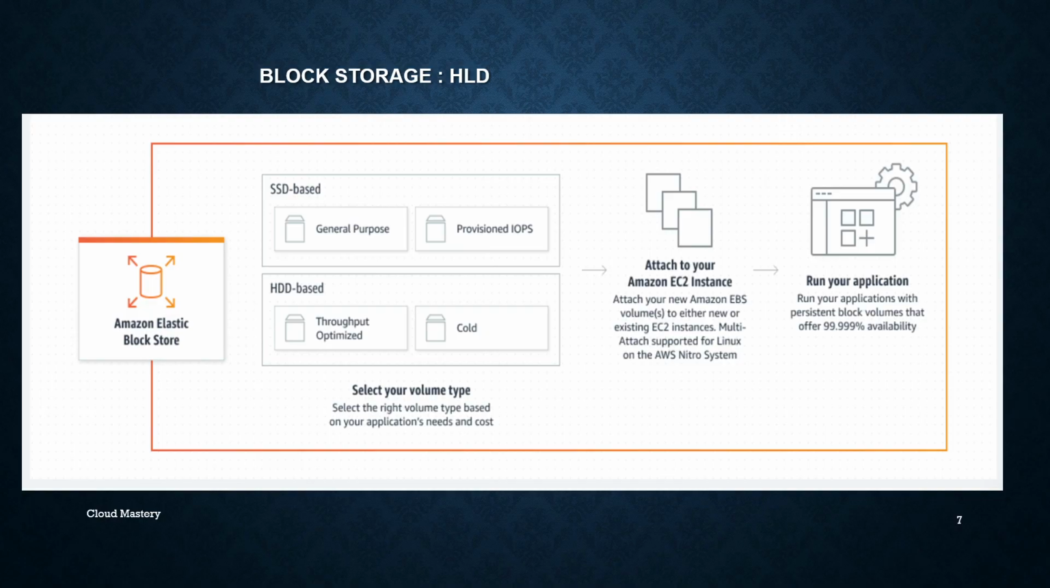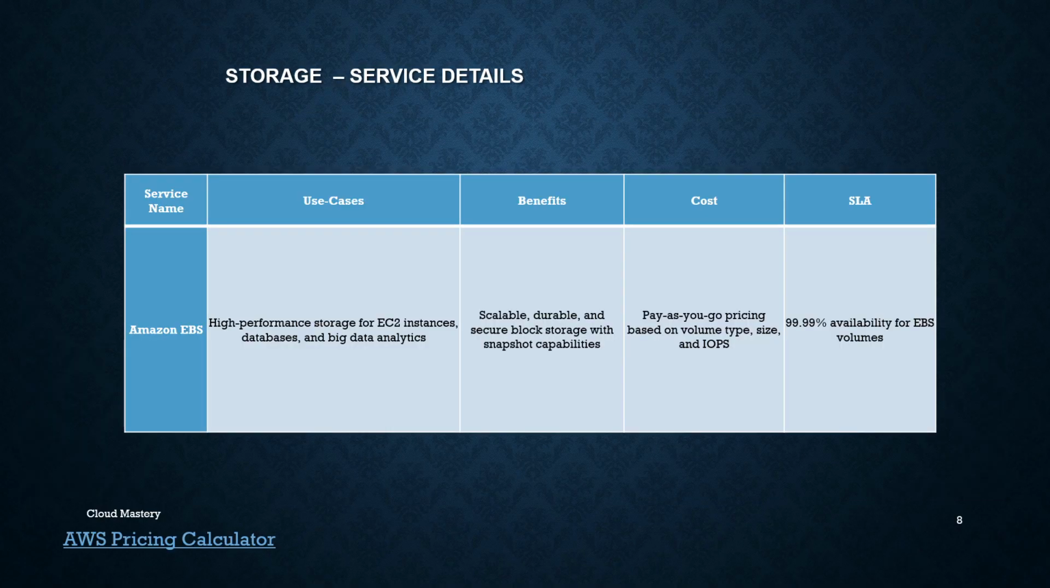I'm not putting any kind of big commitment or any other false commitment here. So everything you can validate with the AWS documentation. So let's proceed with service details, like what kind of use cases we have with EBS.